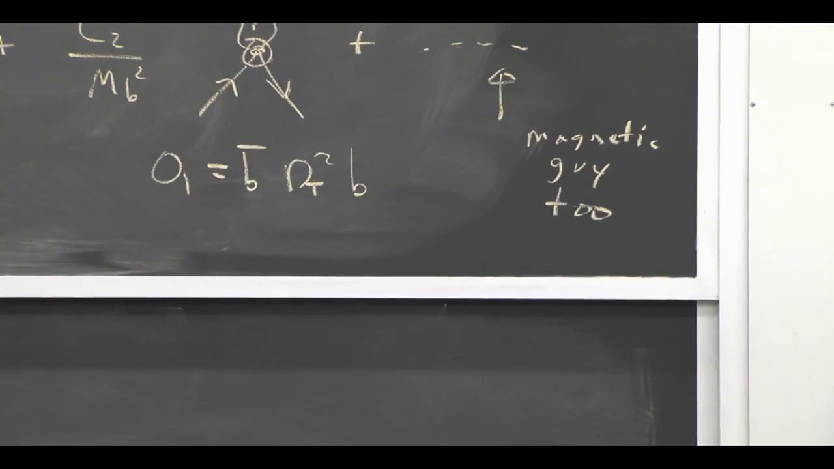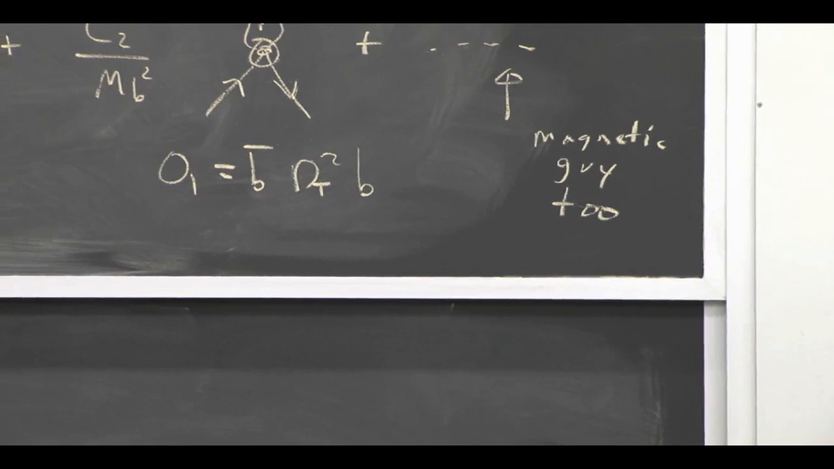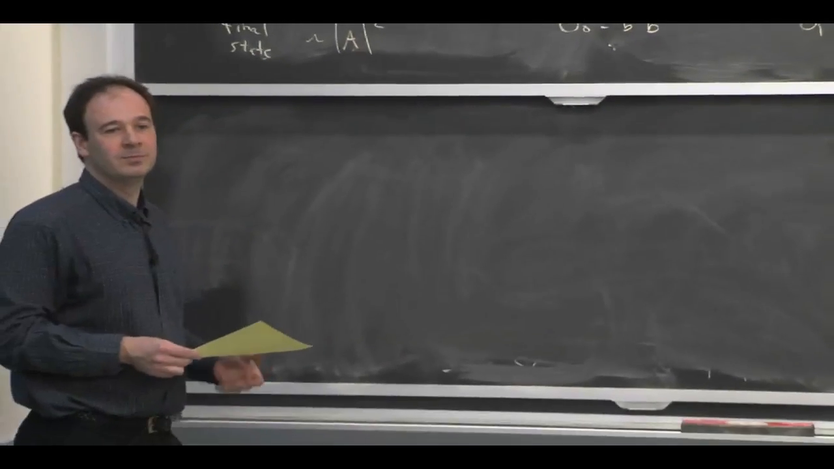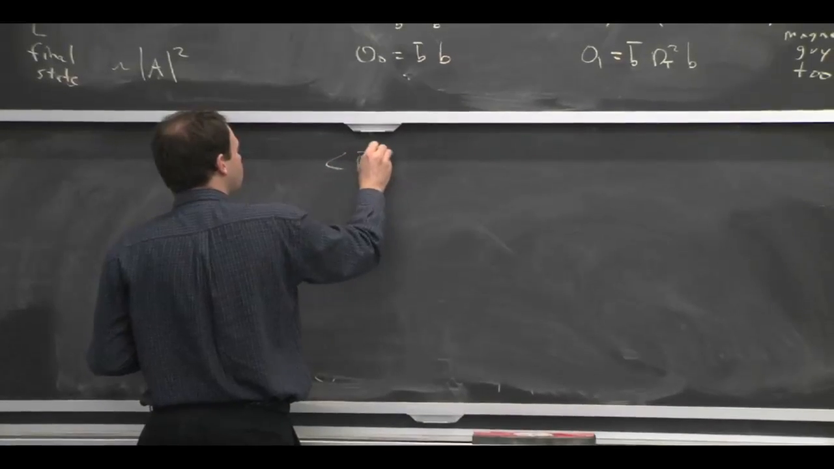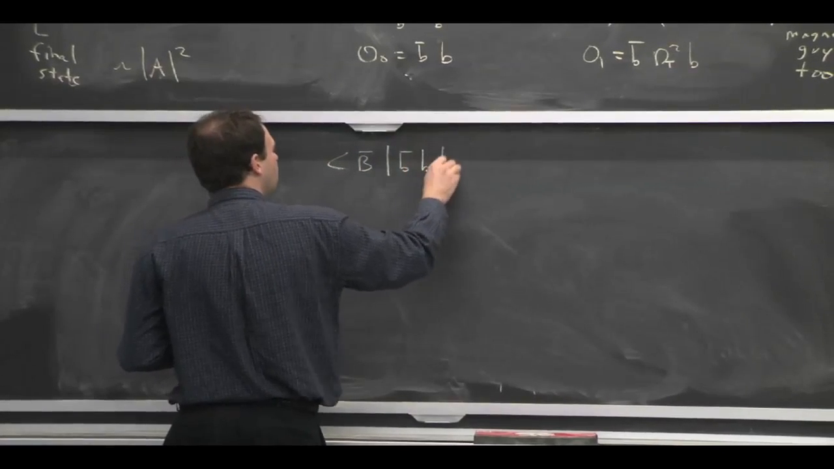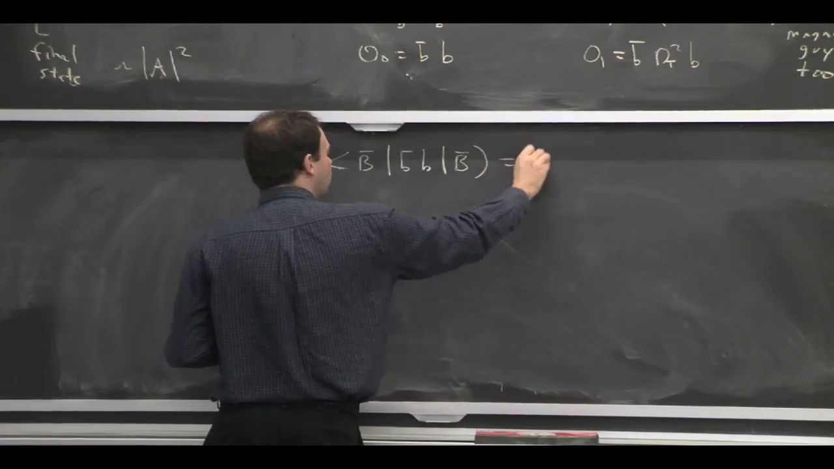So when you look at the leading order operator, B bar B, that counts the number of B quarks. Okay, that's just a number operator. So to all orders in perturbation theory, B bar B is 1.